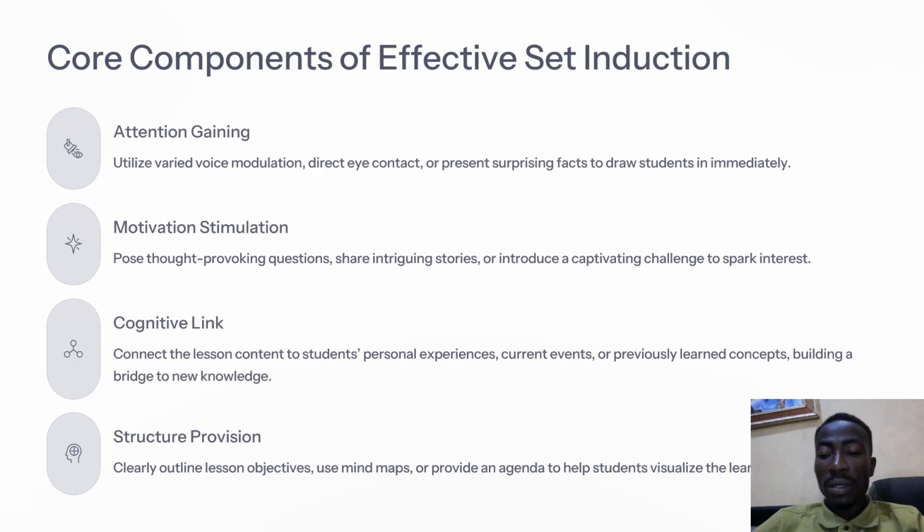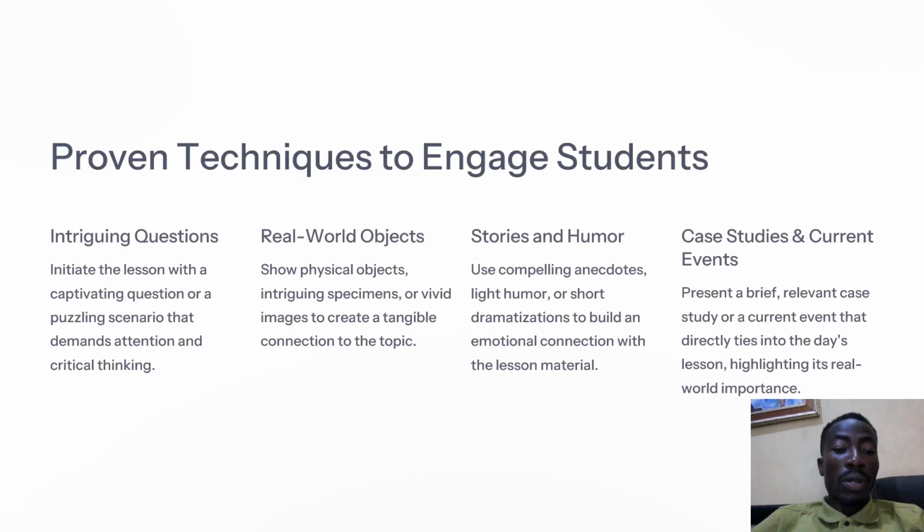By the end of the lesson, this is what you're going to achieve. You use a mind map, and you provide an agenda that will help your students to visualize what they are learning, to visualize the journey that they have ahead. You give them the instructional objectives, so they are looking forward to what they can learn. You are providing set inductions in your classroom. Now, these are the proven techniques on how you can engage your students. Number one, ask them intriguing questions.